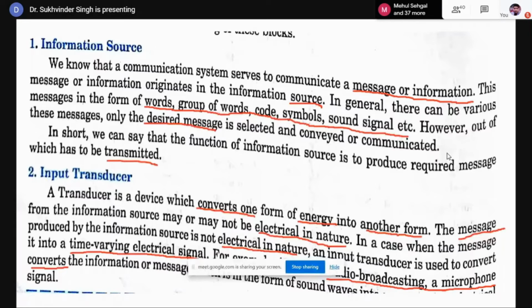So the information can be some words, some group of words, some code, some symbol, some sound signal, some video, visual, etc. So all these words, group of words, code, symbol, sound, visual are the source of information, and they will be called information, and the source producing them is called the information source. So we will call that message the desired message that we want to send, that we want to transmit.